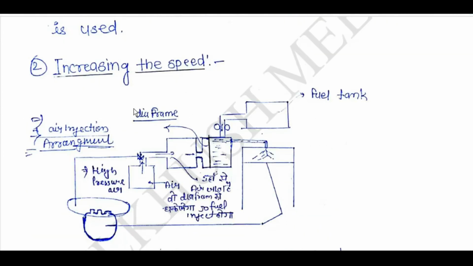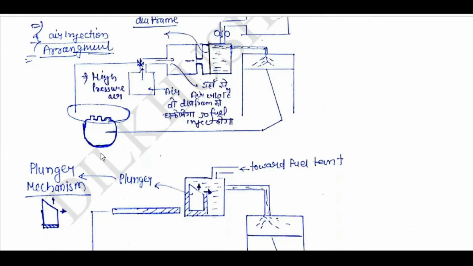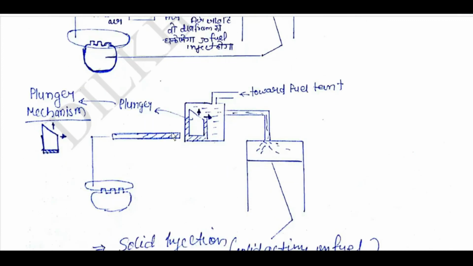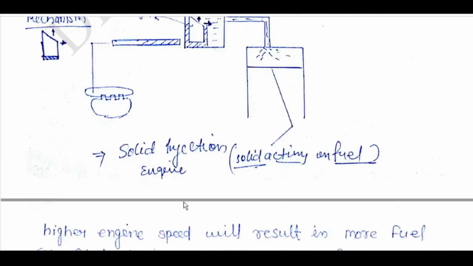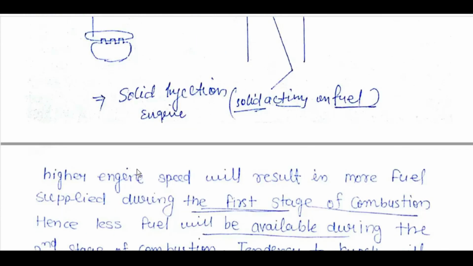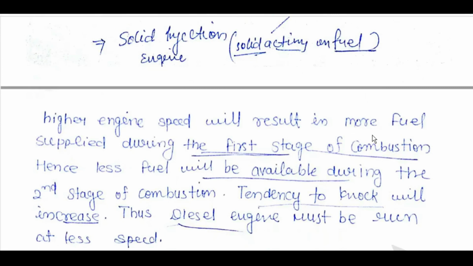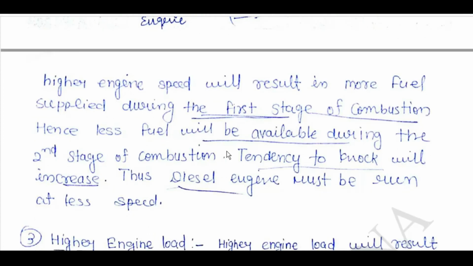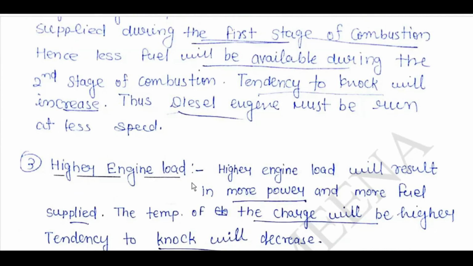Increasing the speed: in a solid injection engine, higher engine speed will result in more fuel supplied during the first stage of combustion, hence less fuel will be available during the second stage of combustion. The tendency to knock will increase. Thus, a diesel engine must be run at low speed.